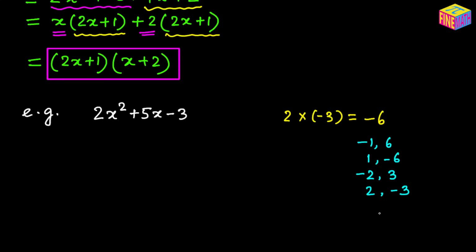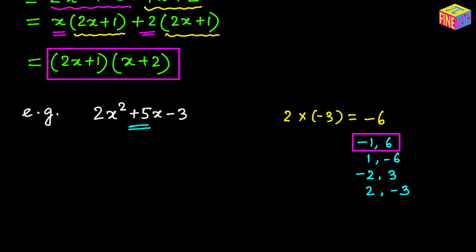Now any other combinations possible? I think that should be it. I am not seeing any other possibility. So now from these four possible pairs of factors of negative 6, we need to pick one such pair whose algebraic sum would be equal to positive 5. And what would be that pair then? I think this pair would give us positive 5 if we take the algebraic sum of each of those factors there from that pair, right? So let's proceed with that.